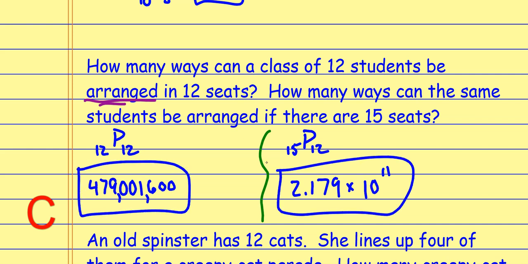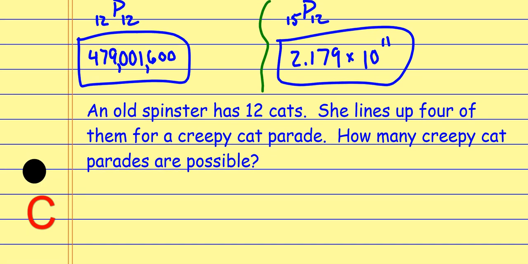How about this one? It says an old spinster has 12 cats. She lines up 4 of them for a creepy cat parade. All right, maybe she puts each of them in a nice little sweater or something like that. Great way to pass the time. How many creepy cat parades are possible? And so again, here, the implication as we read this thing, she's lining them up for a parade, all right? And anytime we're lining things up, we're talking about placing them in a specific order. Being first in line is not the same as being last in line, all right? And so the implication based on the words is that order matters.